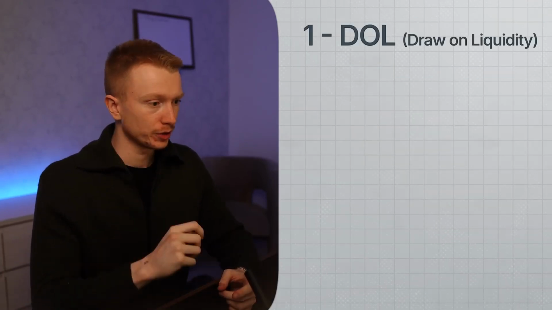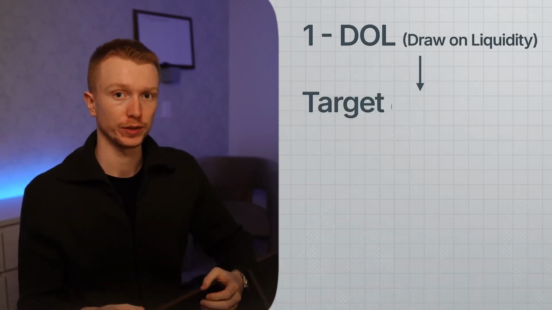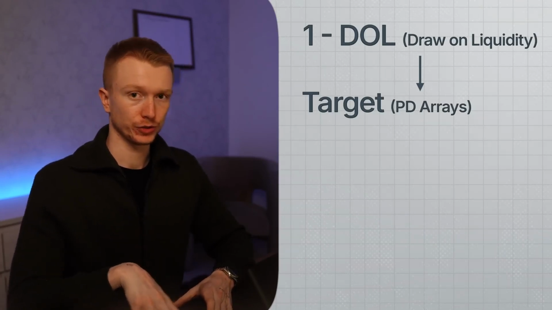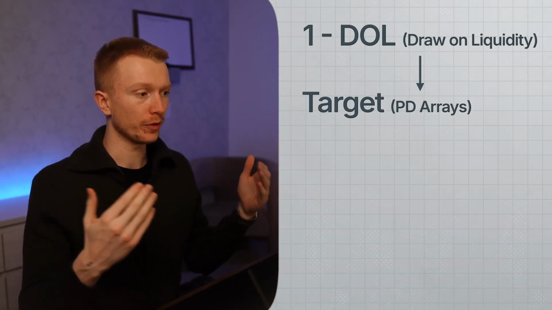So what did I mention first? The first thing I mentioned was finding the draw on liquidity. So what is the draw on liquidity? The draw on liquidity is a target. So what then actually is a target? In price, we have multiple PD arrays.